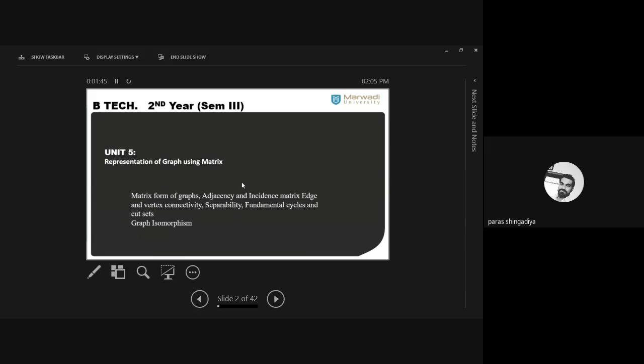Now in unit number 5 and 6, we'll also learn some applications of graph theory. Because in unit number 4, we already know what graph theory is and how we can define it. We also discussed the geometrical interpretation of graph theory in unit number 4. Now in unit number 5, the first topic we will learn is the matrix from the graph.